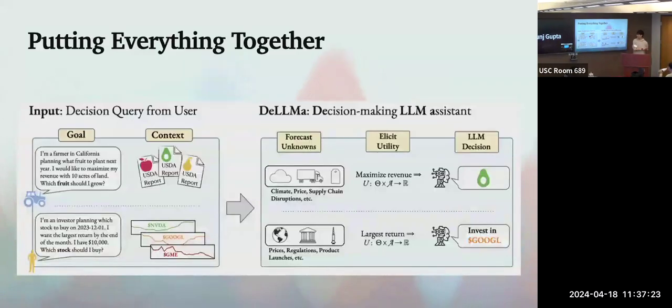So this is the overall flowchart. Graphically, we have some goal. I'm a farmer in California, I want to maximize revenue. In the stock market, I'm a stock investor trying to earn. So this is the historical market data that we have, or the context of USDA reports. We first let the model forecast the unknown states as well as the unknown state distribution, such as climate, price, supply chain disruptions, regulations, product launches. These are all computed by the large language model. We use it to do utility elicitation, then we marginalize over all of the states, and take the action that maximizes the expected utility.